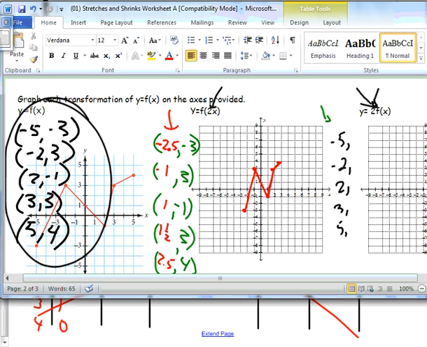So I take the y's and I double them. And my -3 becomes -6. My 3 becomes 6. My -1, I double that, -2. My 3 doubles to 6, and my 4 doubles to 8. You graph those points, you'll see that it has gotten twice as tall as it used to be.